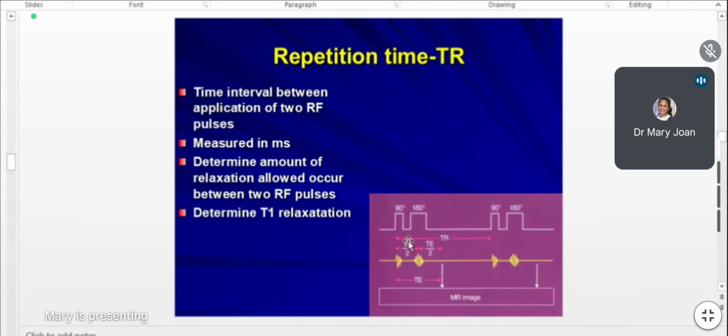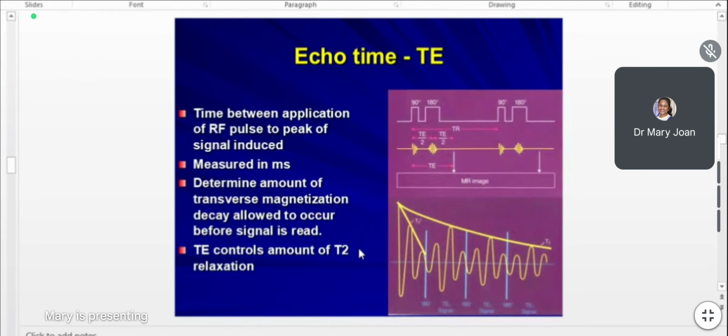So the repetition time or TR is the time interval between applications of two RF pulses, measured in milliseconds. It determines the amount of relaxation allowed to occur between two RF pulses and determines the T1 relaxation. Echo time is the time between application of the RF pulse to the peak of the signal induced, measured in milliseconds again. It determines the amount of transverse magnetization decay allowed to occur before the signal is read. TE controls the amount of T2 relaxation.